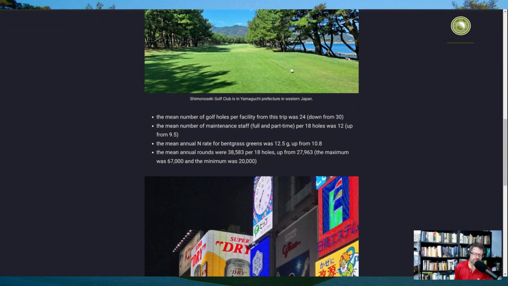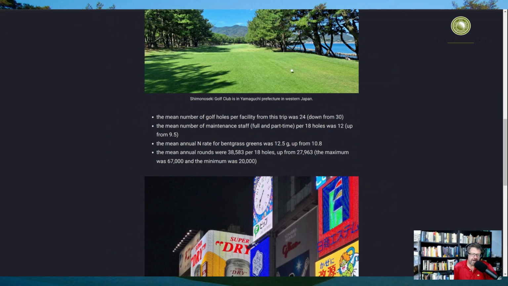The mean number of maintenance staff, which is just people, it's not full-time equivalents. It's adding together the full-time staff plus the part-time staff who might just come in for a few hours, some not even every day. This on a per 18-hole basis was 12 people per 18 holes, and that was up from 9.5. But that's to be expected as I went to busier golf courses that will have more revenue.